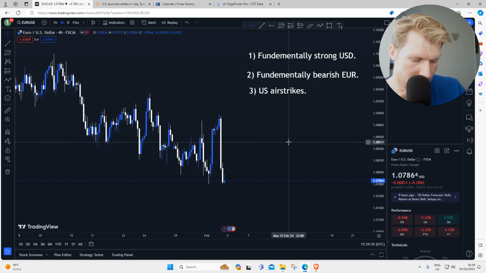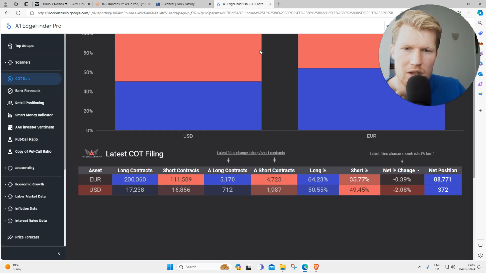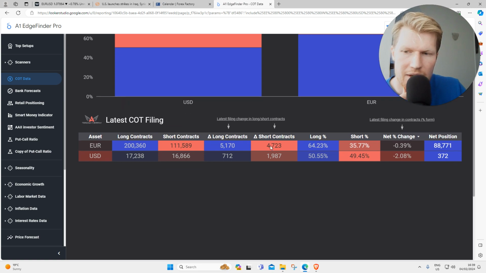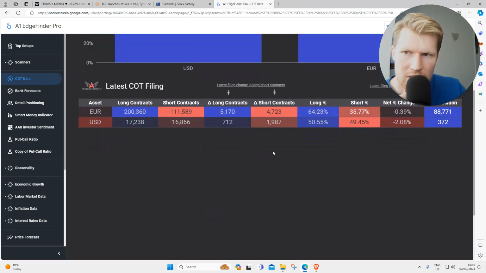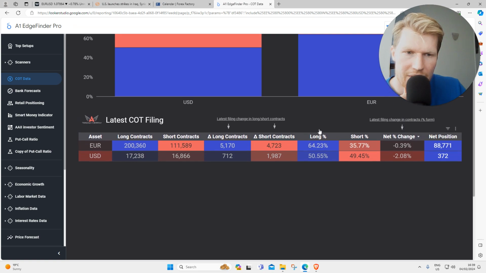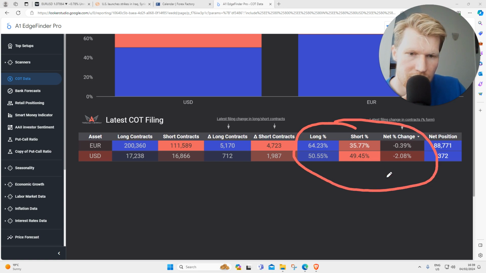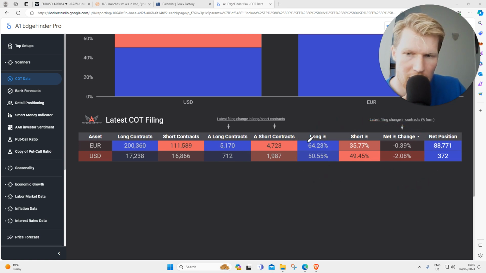Fourth, let me see what we got here. Fourth is the COT data. This is what I look at all the time. You can see here I'm using A1 Edgefinder Pro, and the numbers you want to look at for this week are these numbers right here. I'm not going to go too in depth on what the COT report is, but it's what the smart money are essentially looking at. It shows how the big players are positioned, because they have to report filings to the SEC or the CFTC, right?